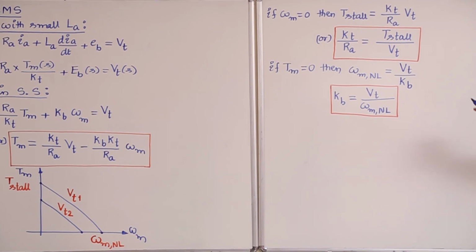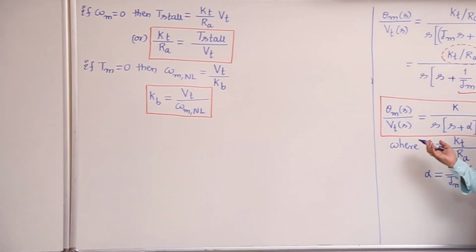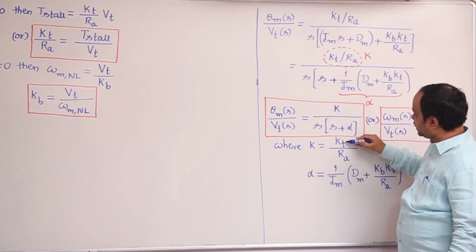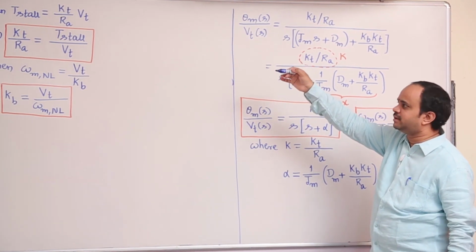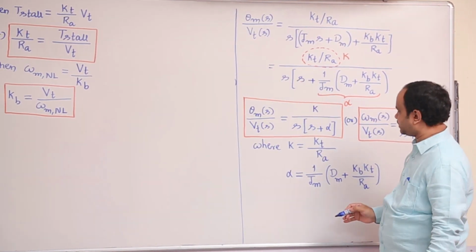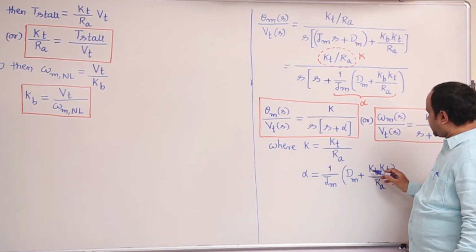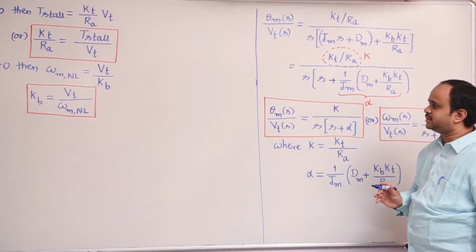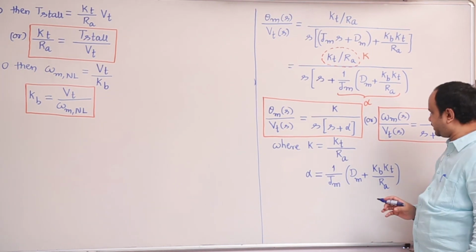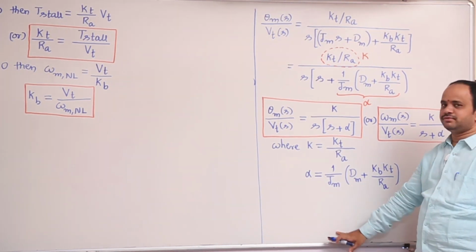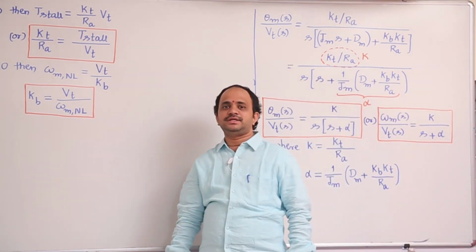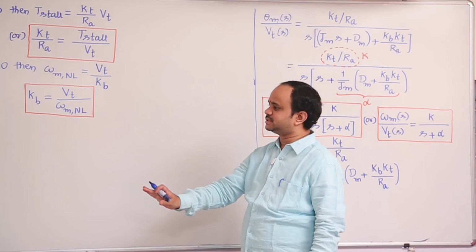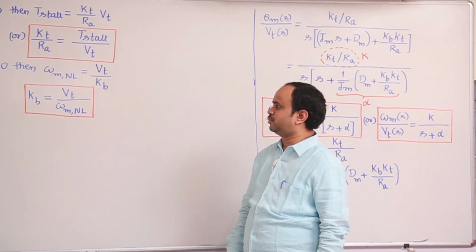And once you get these constants, the transfer function calculation is quite simple. Kt by Ra can be calculated with stalling torque divided by terminal voltage, and the Kb value you can get by terminal voltage divided by no load speed. Jm and Dm values will be given in the question. This is the procedure to find the transfer function of this given DC servo motor.